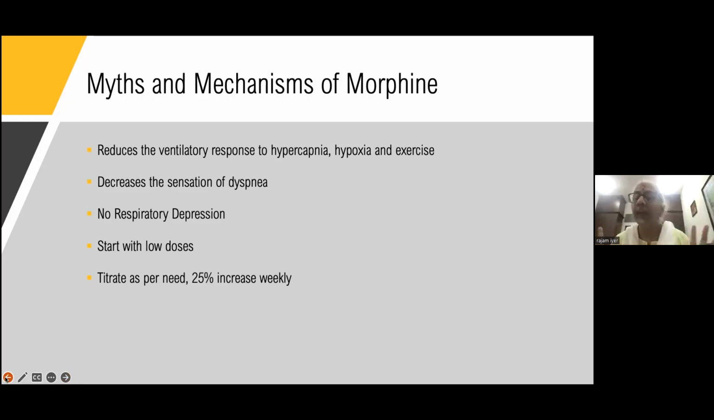It's not that we have done anything to their underlying lung condition. It is just reducing the sensation of breathlessness, the work of breathing. So respiratory rate drops from 35 to 20, and the patient is able to take deeper breaths, improves the tidal volume, improves the saturation, and the patient feels less breathless. That's all that morphine does, because it's a centrally acting medication.